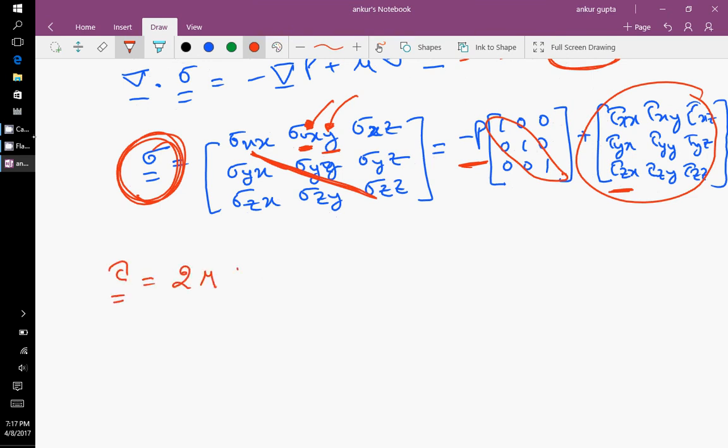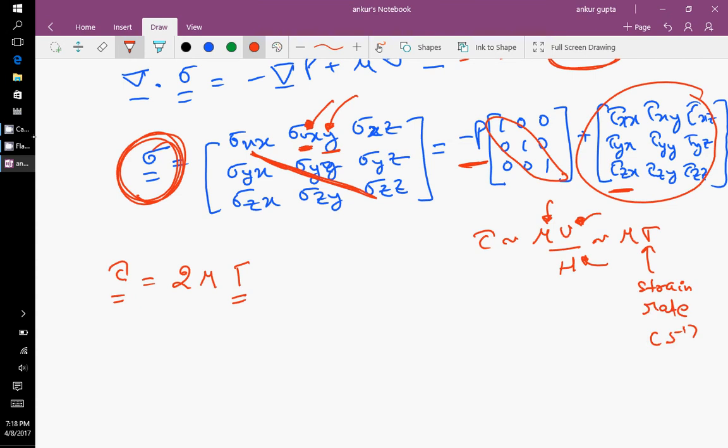So tau has been defined as 2 mu gamma tensor. Let's go back, forget about any derivation of Navier-Stokes, and just remember that whenever we discussed tau in the first part of the course, we were trying to get a scale of shear stress. We used to say that it is equal to mu u by h, where mu was the viscosity, u was the velocity, and h was the length scale. So we can also call this mu into gamma, where gamma is the strain rate and has units of second inverse. So that gamma is actually this gamma tensor, or velocity by length.